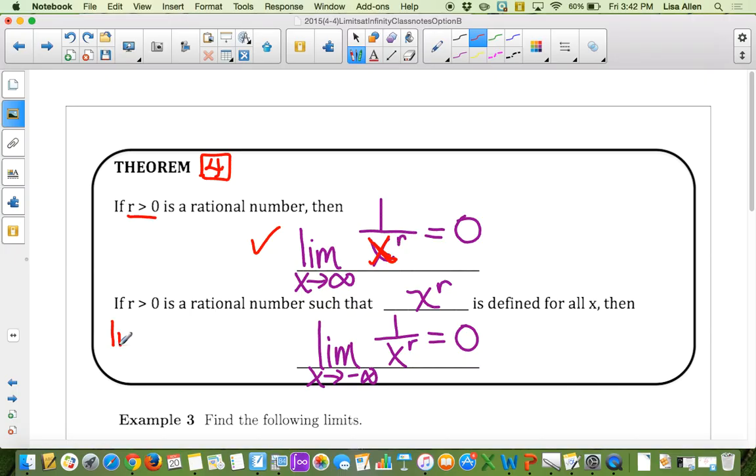However, we want to be aware that there are things that become undefined, such as square roots. So if I take the limit as x approaches negative infinity of 1 over x to the 1/2, that's really the square root of x. And recall, you're putting negative values in, and that would make this undefined, this being 1 over x to the 1/2. So we've got to be careful with some of our expressions, so that's why we have a little clarification there.